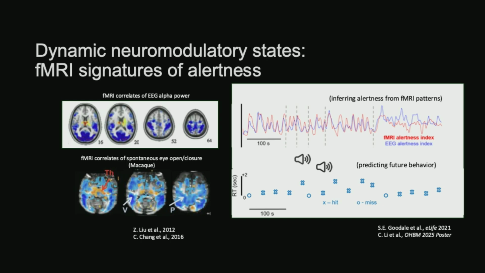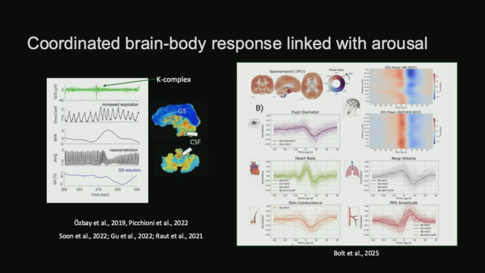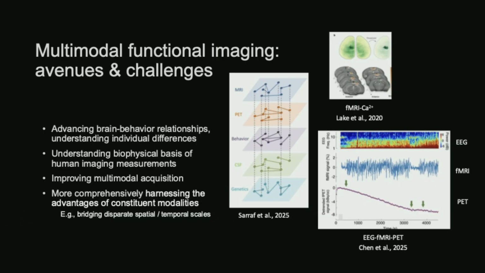And so just going to the end now, I think more broadly, there are many avenues and challenges that are interesting in terms of multimodal functional imaging. I only spoke on a couple of examples, but we can try to advance our understanding of brain-behavior relationships and individual differences. We can also try to better understand our measurements. So fMRI, for example, is an indirect measure of neural activity, but if we were to use electrophysiology together with fMRI, can we get a clearer understanding of what we can and can't infer?